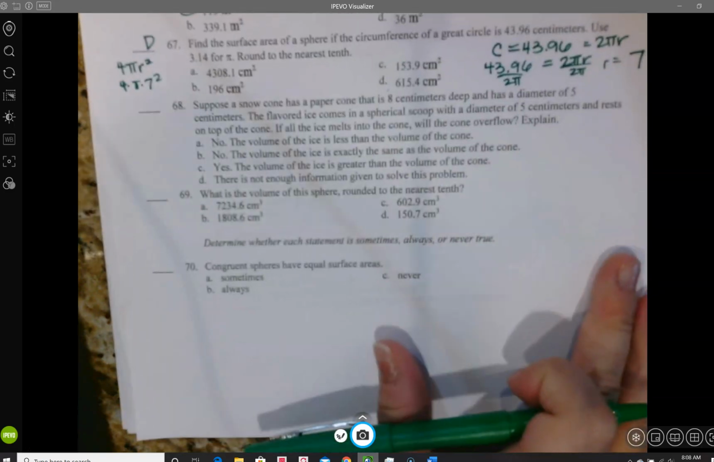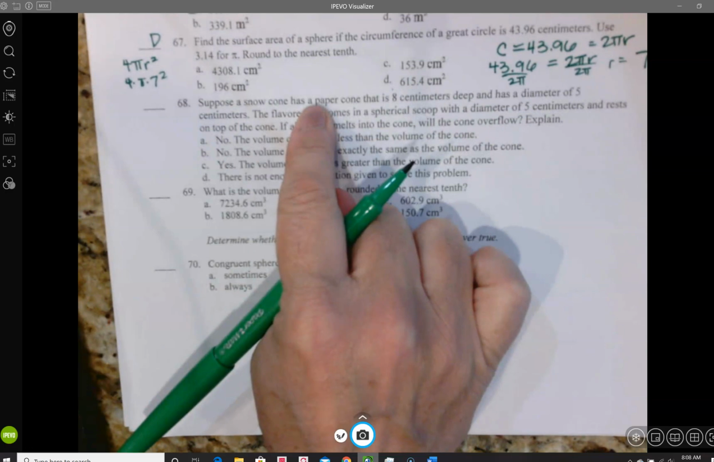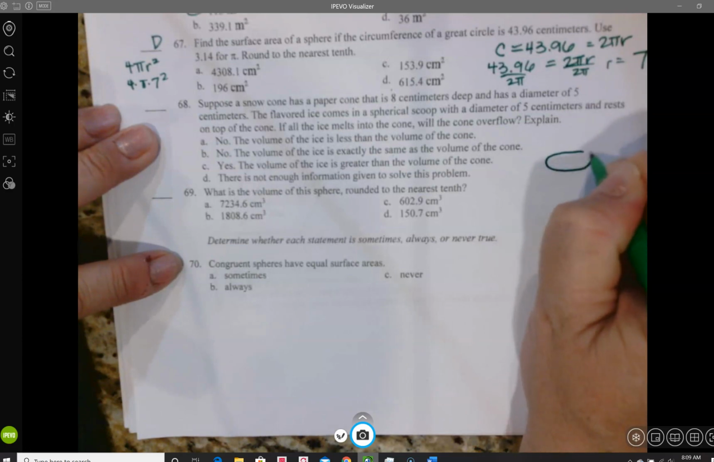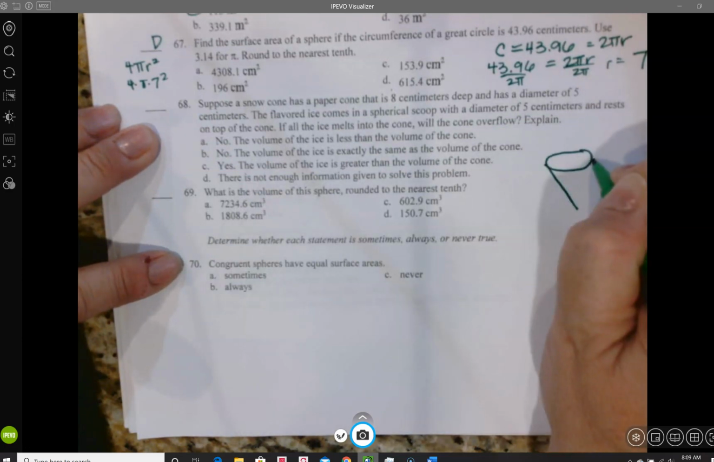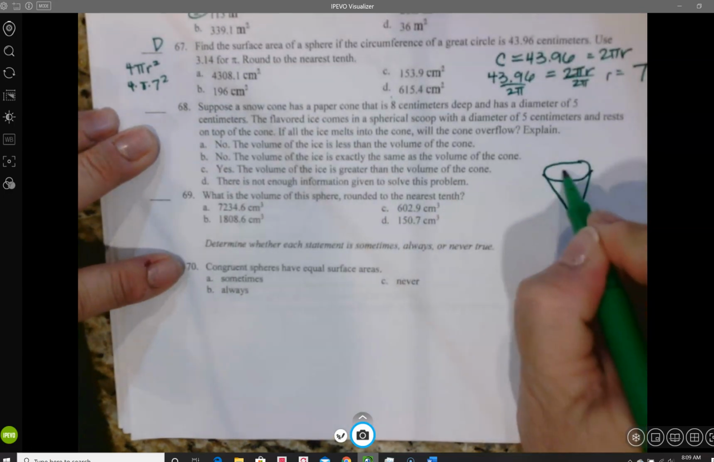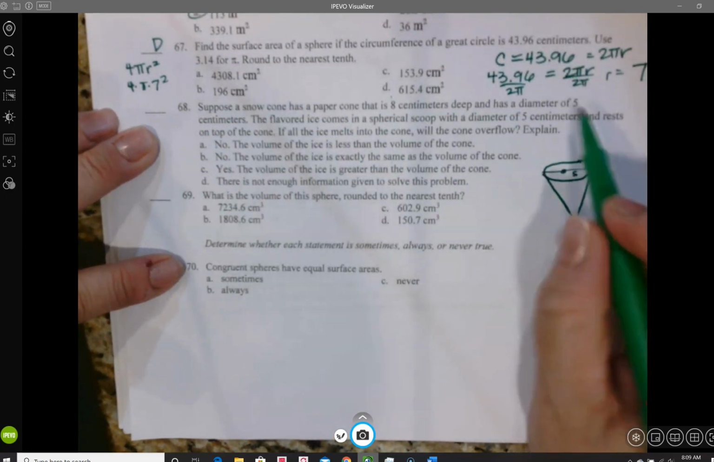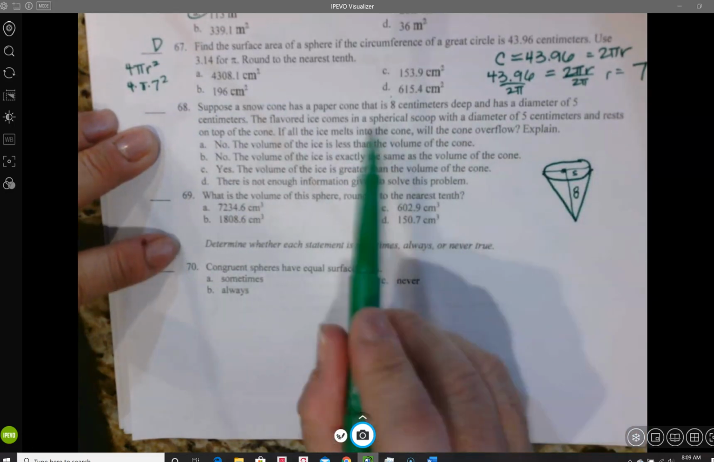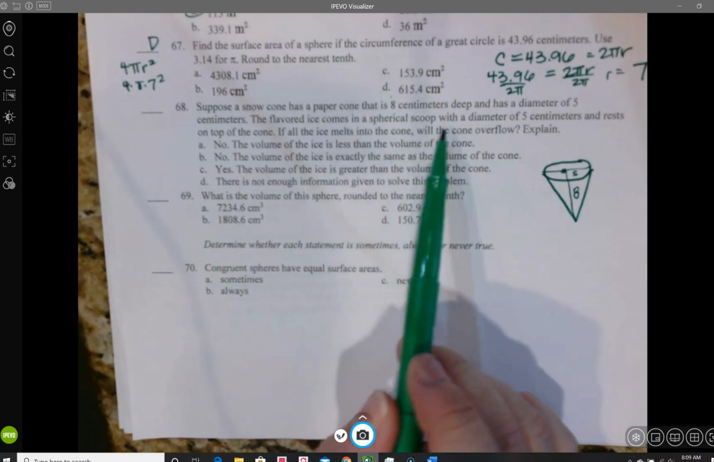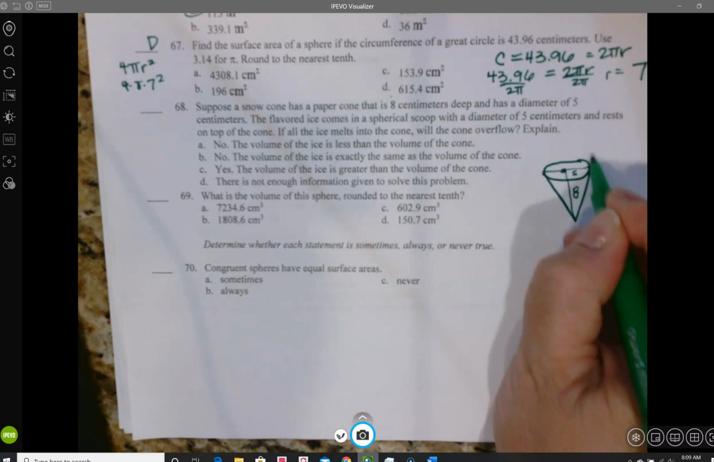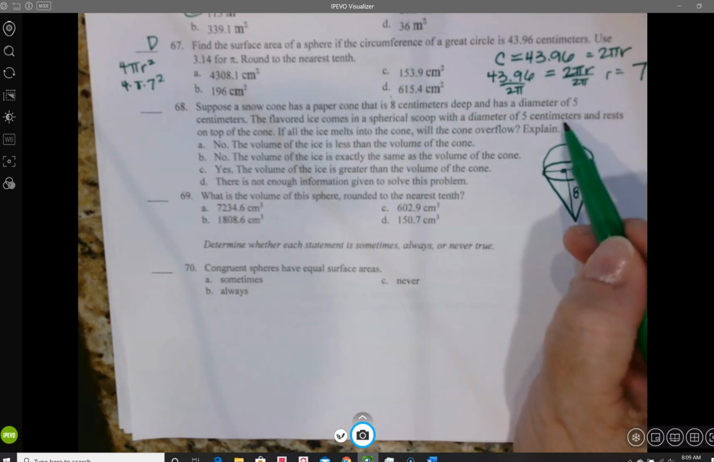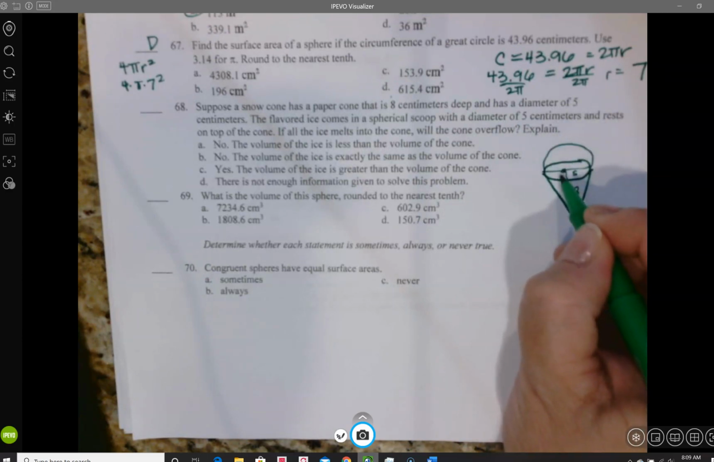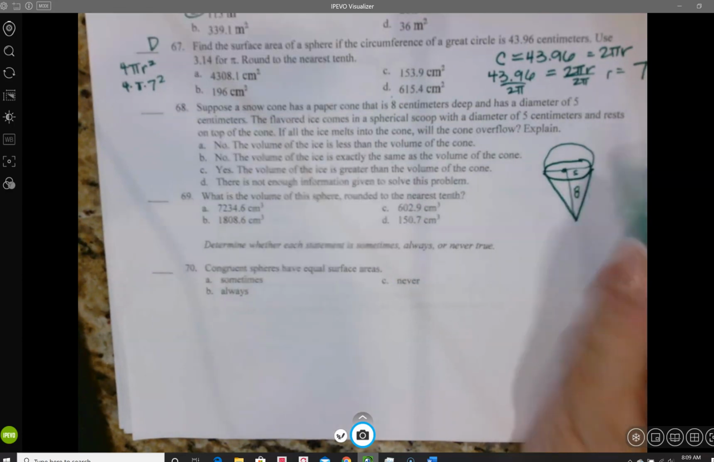In number 68, we're doing a snow cone with a paper cone that is 8 centimeters deep and a diameter of 5. So I always draw my geometry pictures. Diameter of 5, so that's all the way across, and it's 8 centimeters deep. So that is the height. And then we get a spherical scoop. And so our scoop of ice is 5 centimeters in diameter. And all the ice melts into the cone. Okay, will the cone overflow?